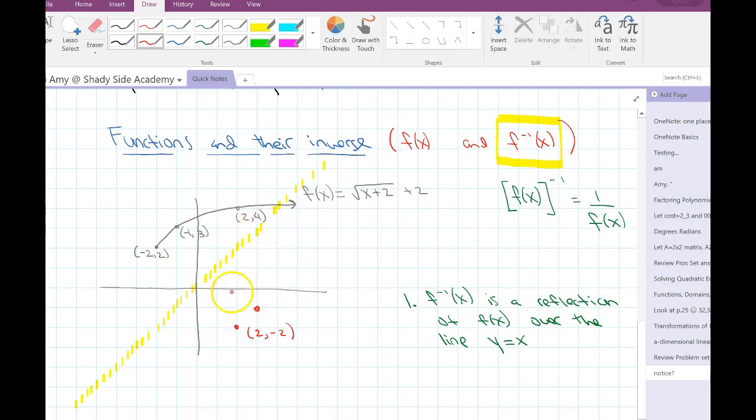Okay, 2, 4 becomes this point. And what you may notice is that, okay, this here is the graph of the inverse.